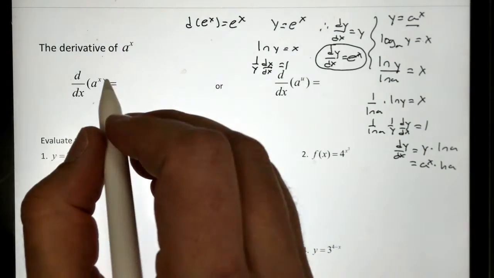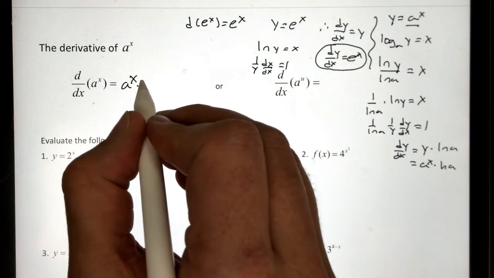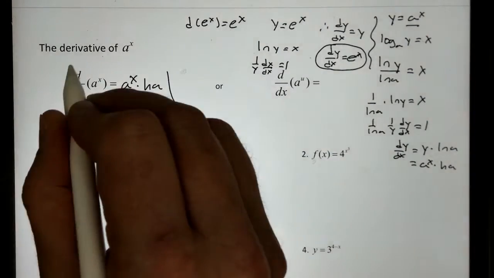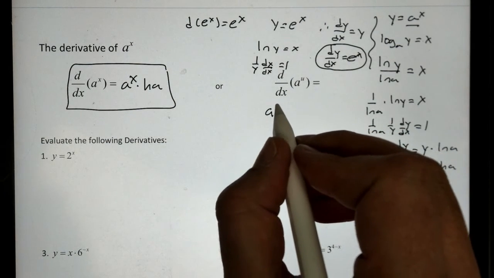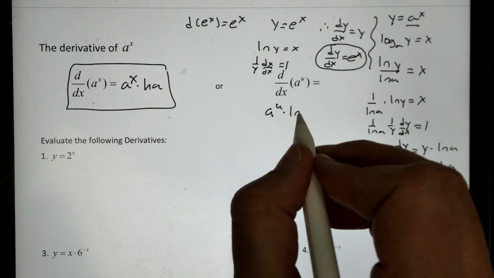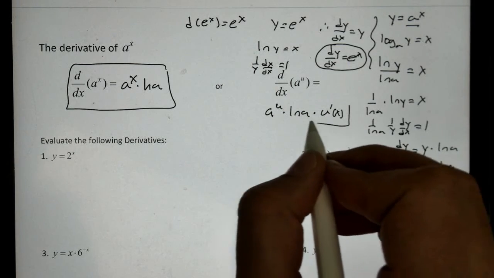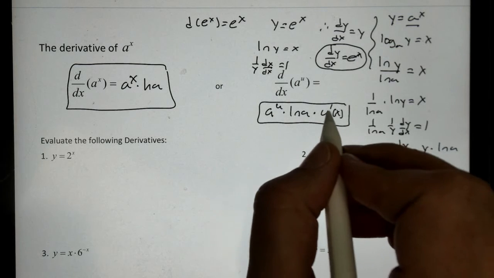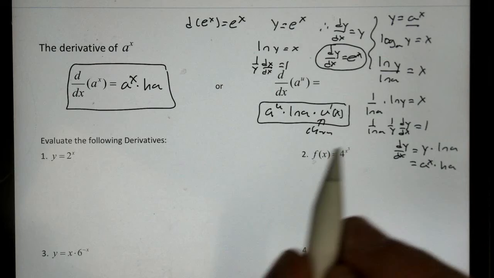So that's our rule for today, that the derivative of a to the x is just a to the x times the natural log of a. And again, we can do it generically. We can say it's a to the u times the natural log of a times u prime of x. Don't normally write it this way, but remember, where this comes from is our chain rule.